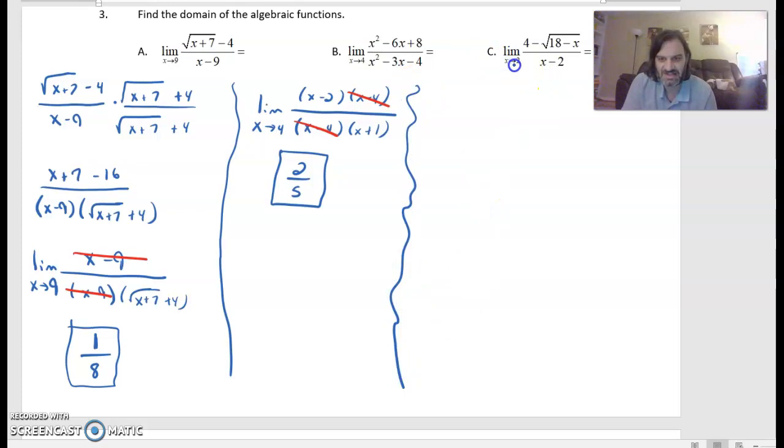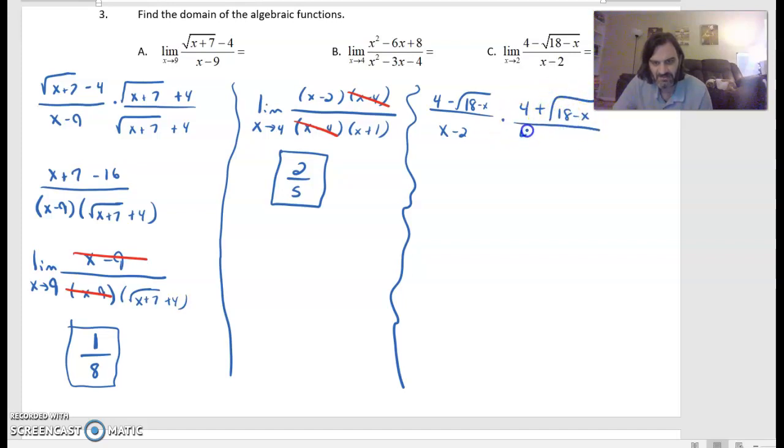C, we got the limit as x approaches 2 of the fraction, the numerator 4 minus the square root of 18 minus x over x minus 2. And so if I plug the 2 in, obviously I get 0 on the bottom. But if I plug 2 in on the top, I get 4 minus square root of 16, which is also 0. So I'm going to use the conjugate idea again. So 4 minus square root of 18 minus x all over x minus 2. So I'll multiply that by 4 plus the square root of 18 minus x all over 4 plus square root of 18 minus x.